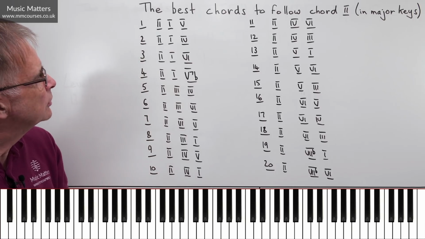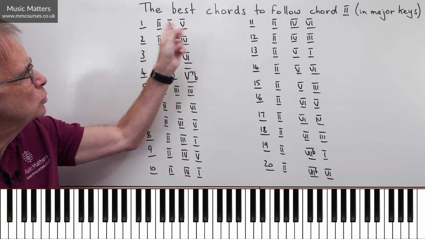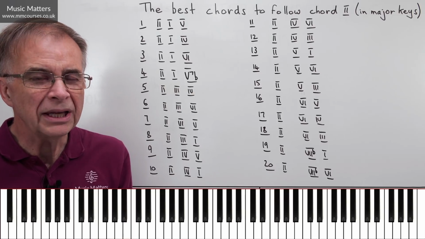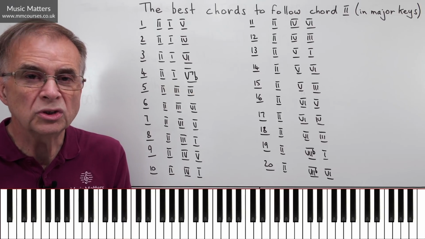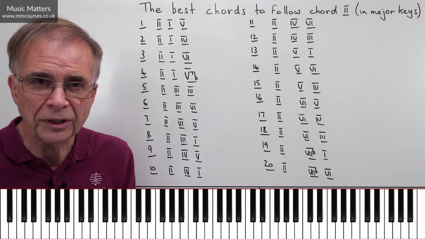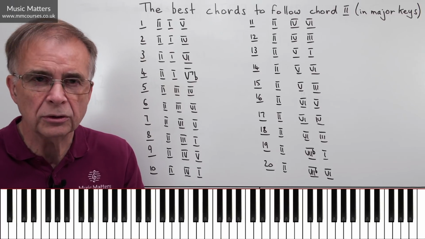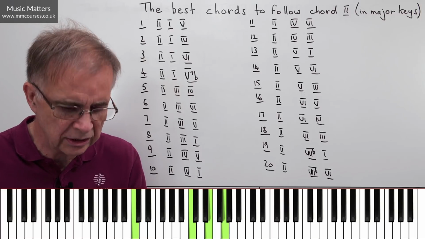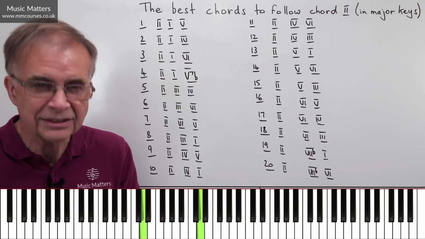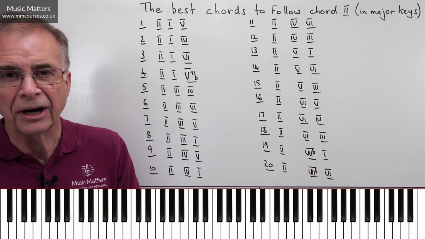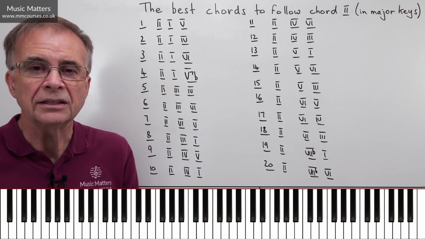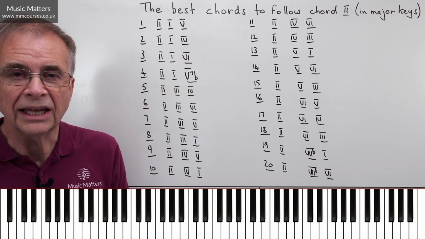The first one I've got on the board is 2, 1, 5. Now you'll find lots of textbooks will say, be a bit careful about going from chord 2 to chord 1. That's true, because sometimes you can end up with what we call parallel movement. If I just go chord 2 followed by chord 1, I get parallel or consecutive octaves, and I also get parallel or consecutive fifths. So 2 to 1 is something that some textbooks will advise you against.